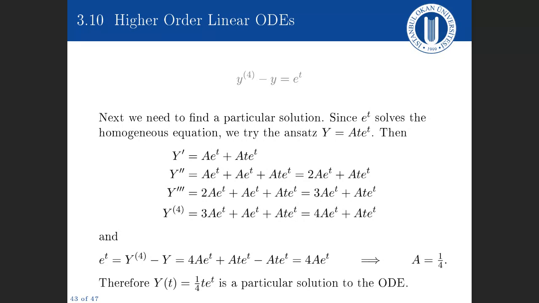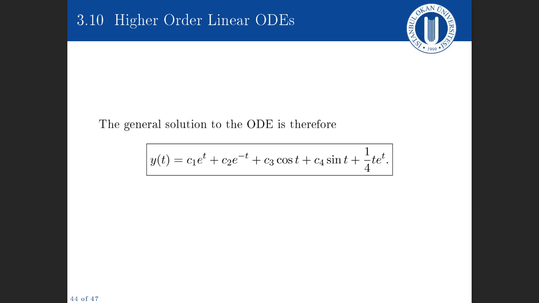So we have our general solution to the homogeneous equation. We have our particular solution to the non-homogeneous equation. We add them together. The general solution to the differential equation is therefore c1 e to the power t plus c2 e to the power minus t plus c3 cos t plus c4 sin t, and then plus a quarter t e to the power t.